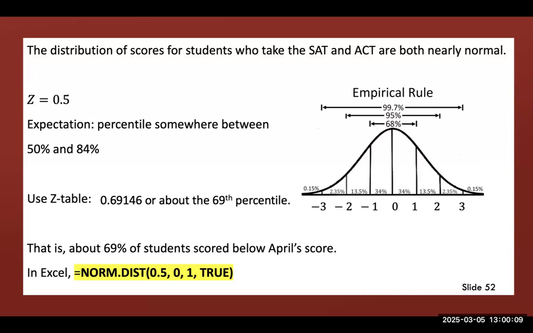The first number is the z-score. The second number is the mean. The third number is the standard deviation. And the word true means we want to get all of the area to the left of that z-score, just like in the z-table. Let's give that a try.